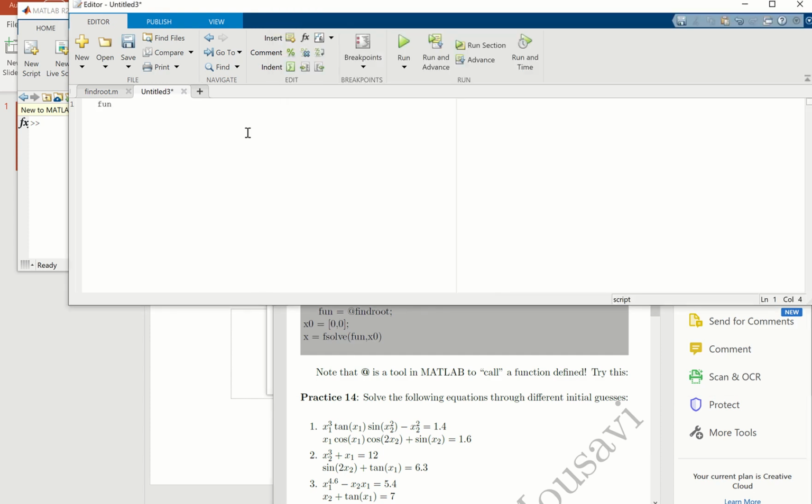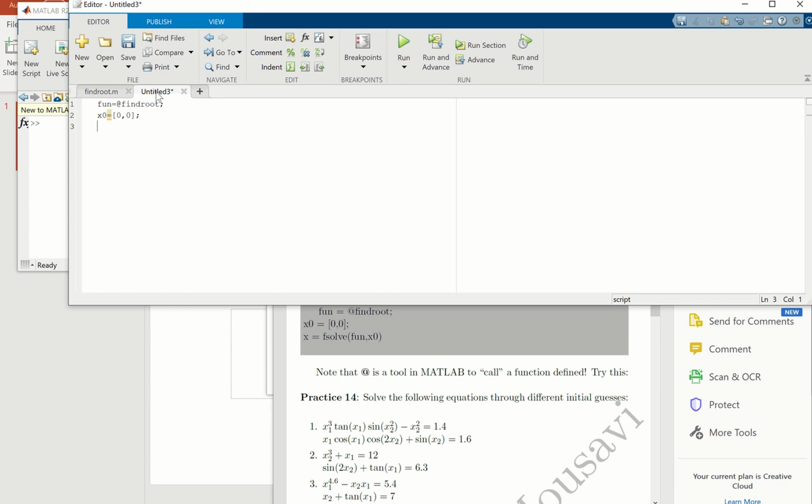I'm going to say fun is equal to at. At in MATLAB means go and call that function. Which function? Find root. So go and call find root. Now I'm putting the initial guess, meaning x0. I'm saying it is 0 and 0.